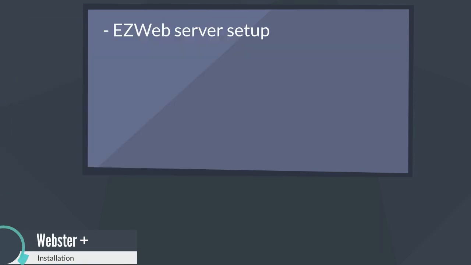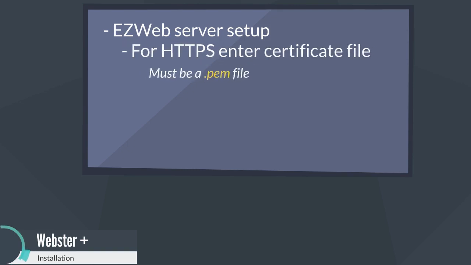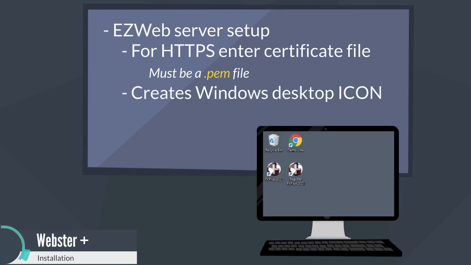If you selected EasyWeb as your web interface, the installer allows you to specify your SSL or TLS certificate file if you want to use HTTPS. On Windows, it will also create a desktop icon that can be used to launch EasyWeb.